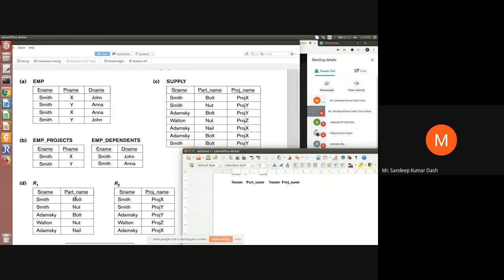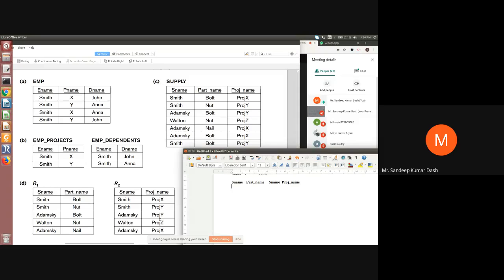S name got combined with Smith, so Smith and Smith is equal. Now bolt will be combined with project. That means Smith bolt will be combined with Smith project. Similarly, wherever Smith is there, it will be combined. Smith is here, so Smith bolt will be combined with Smith project Y. Smith nut will be combined with Smith project X. Smith nut will be combined with Smith project Y.